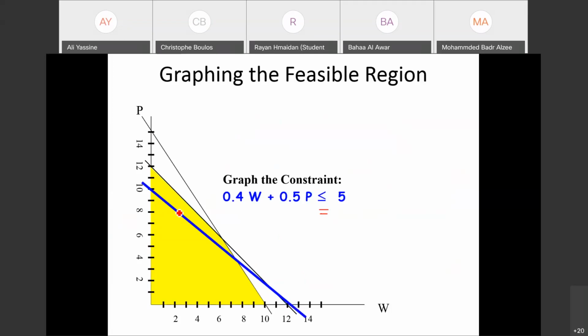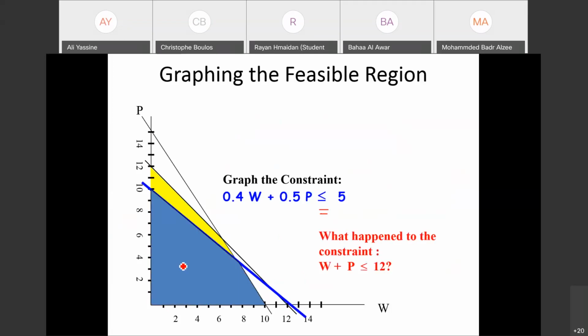So you see this constraint also ate into the current feasible region. And again, I have to check whether the yellow region below the blue line or above the blue line is the region of interest. Taking 0, 0 as my checking point will tell me that it's the one below. So it's this one. Again, it chipped away a little bit from the region. So here, asking what happened to the constraint W plus P equal to 12, this one.